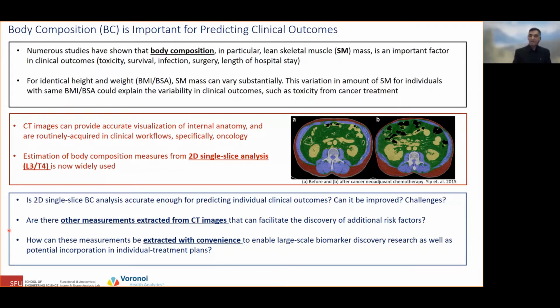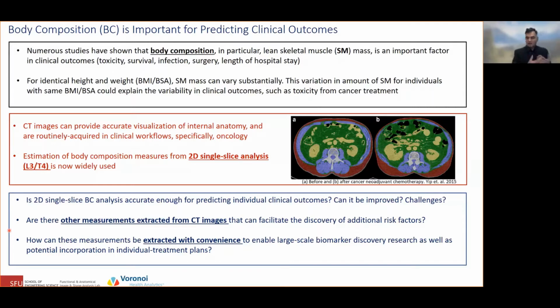So numerous studies have shown that body composition, in particular lean skeletal muscle mass, is an important factor in predicting these clinical outcomes and explaining these clinical outcomes, such as toxicity, survival, infection, surgical complications, length of hospital stay, and so on. So we understand that the individual is the main variable here. Their body composition, their body habitus, is what defines one from the other. And if we had a magic wand and could measure the entire body composition, we can then associate some of these body composition measurements to certain clinical outcomes and predict which one of these measurements could lead to adverse clinical outcomes. So that's the importance of this field.